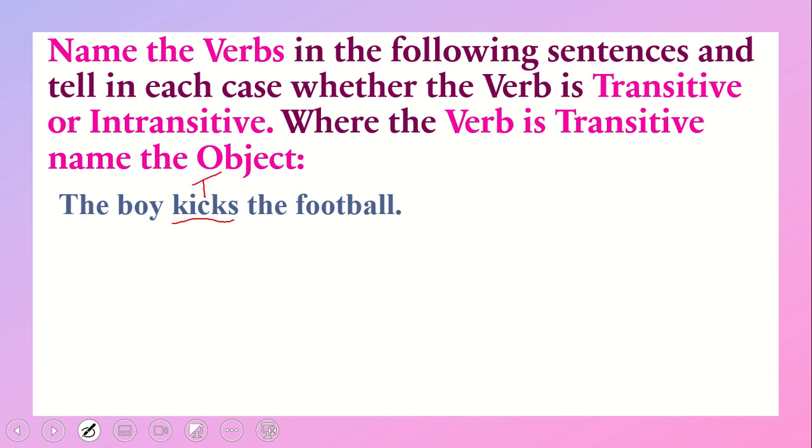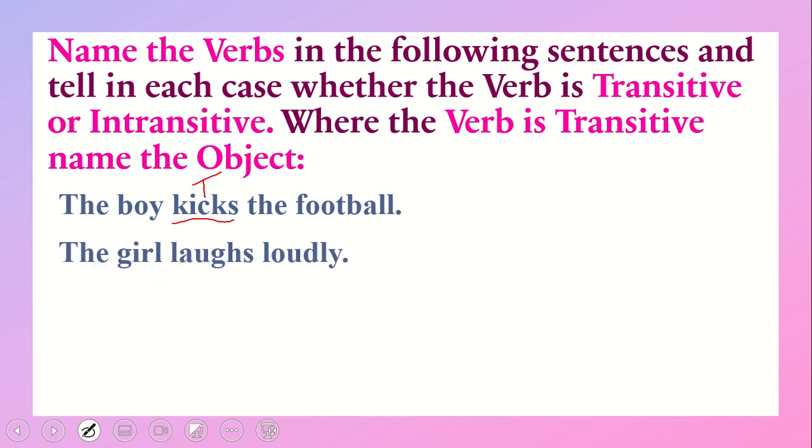Why is it transitive? Because if you say the boy kicks, it is incomplete until you name an object in the sentence to give its complete meaning. Like the boy kicks the football, or the boy kicks a toy, or the boy kicks a shoe, or whatever the object would be, it is compulsory. Transitive verbs need a filler to complete their meaning, to describe the main task of the verb.